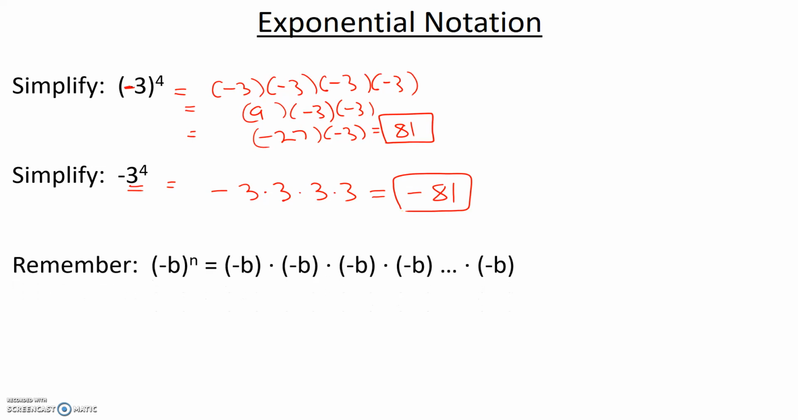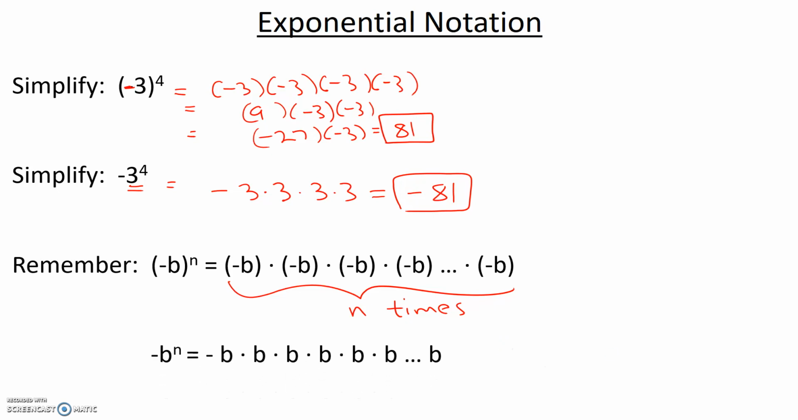Remember, if you have in parentheses negative b to the n power, then that negative b is multiplied by itself n times. On the other hand, if you have negative b to the n power, where the negative is not in parentheses, that means the n is only the exponent for the base b, and the negative is separate from b to the n. So we only have one negative, and then b is multiplied n times.